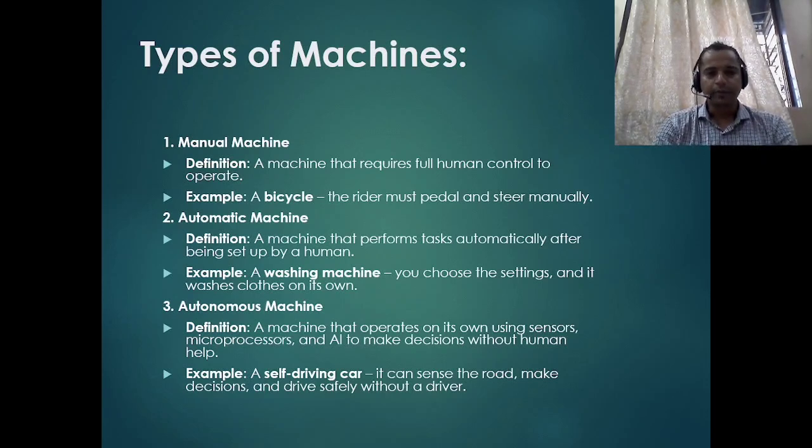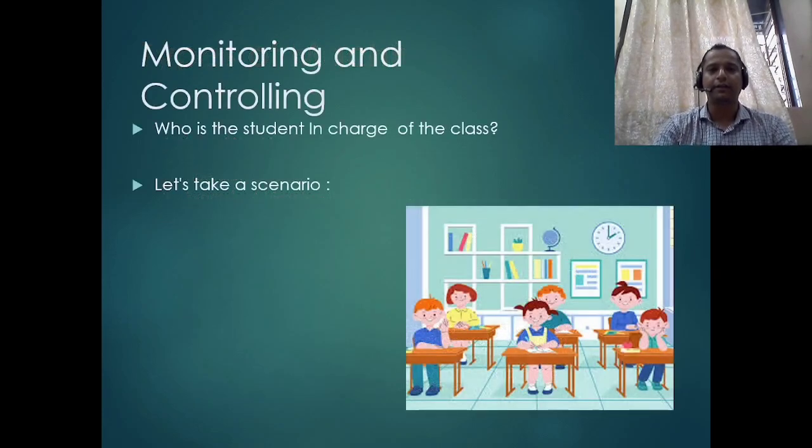Now let's start with the topic where we need to understand these two words. First word is monitoring and second word is controlling. These two words are very important in an autonomous machine to identify whether the machine is monitoring or just controlling, what exactly the scenario is. To understand this, I am taking an example where we can connect the dots.